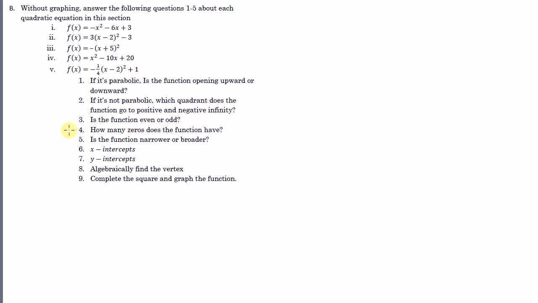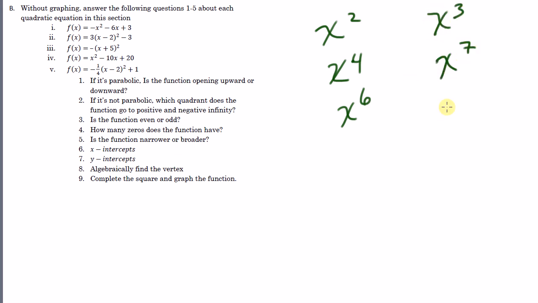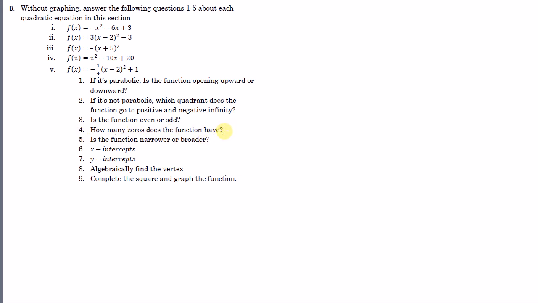All right. Is it an even function or odd? Well, we just said x squared, x to the 4th, x to the 6th, all even functions; x cubed, x to the 5th, x to the 7th, x to the 9th, all odd functions. And how many zeros does the function have? We're going to be factoring, or using the quadratic formula, or completing the square. Is the function narrower or broader? We need to complete the square to figure that out. And then we need to tell the x-intercepts and the y-intercepts. We need to algebraically find the vertex and complete the square.